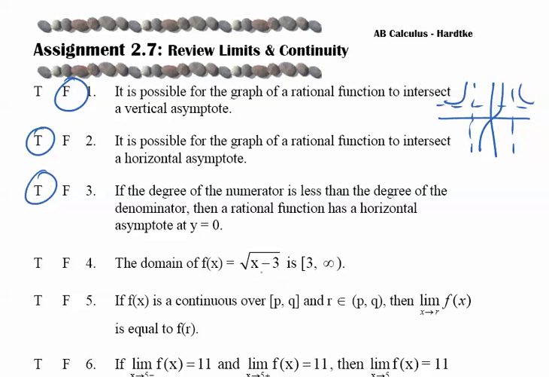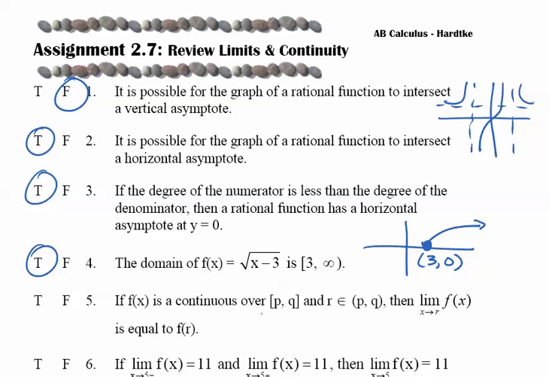The domain of this function, we know our common function, our square root of x graph, is going to be moved 3 units to the right. So closed endpoint at (3, 0). So that looks like a correct domain.